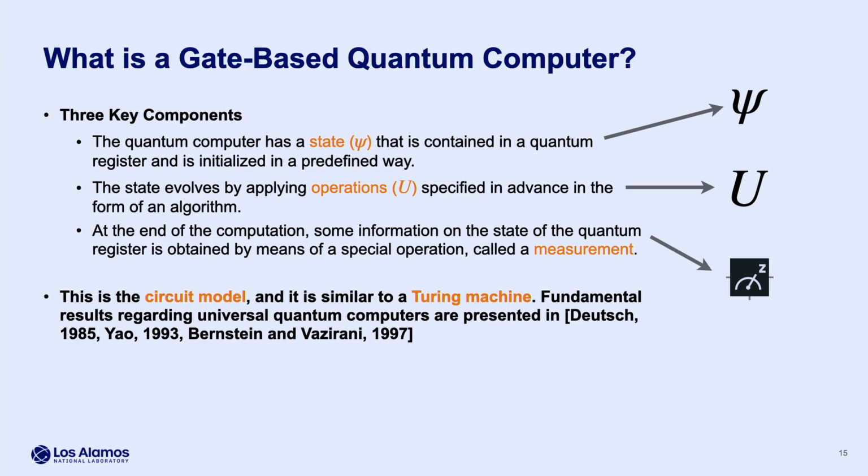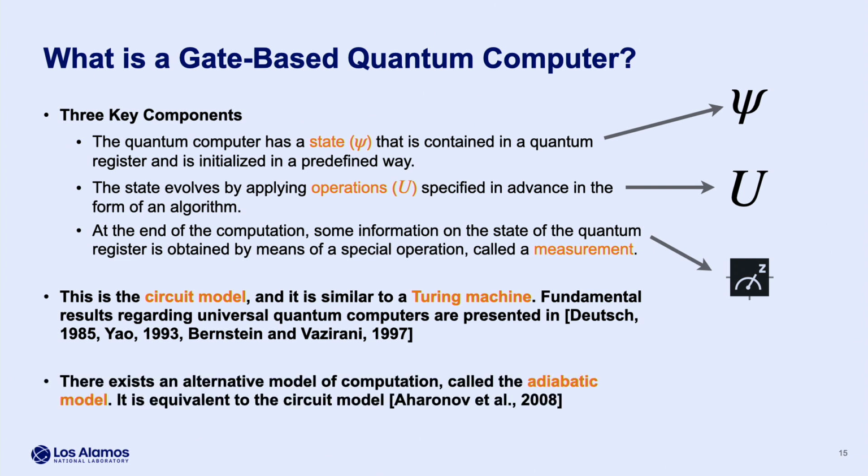Now, we call this the circuit model. And it's kind of similar to a Turing machine. A Turing machine is like the theoretical model for a classical computer. And there's a number of fundamental results about this particular computing model that go back to the 80s.